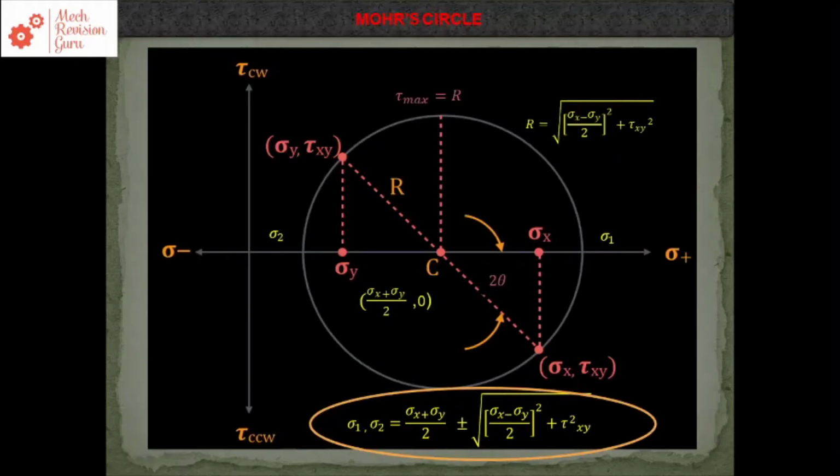Look at the Mohr's circle. The maximum principal stress sigma 1 is found using this formula. The plus sign indicates the maximum principal stress. Sigma 2 is the minimum principal stress, and the minus sign we have to use for finding the minimum principal stress.